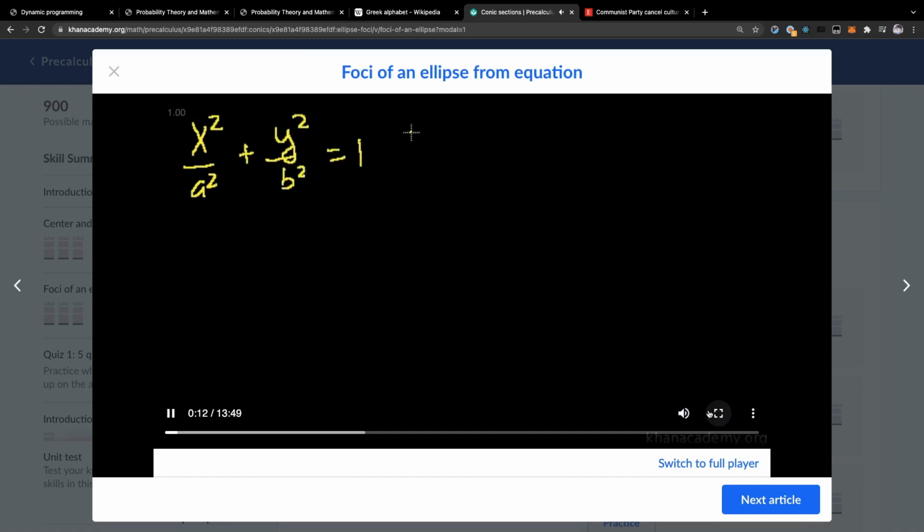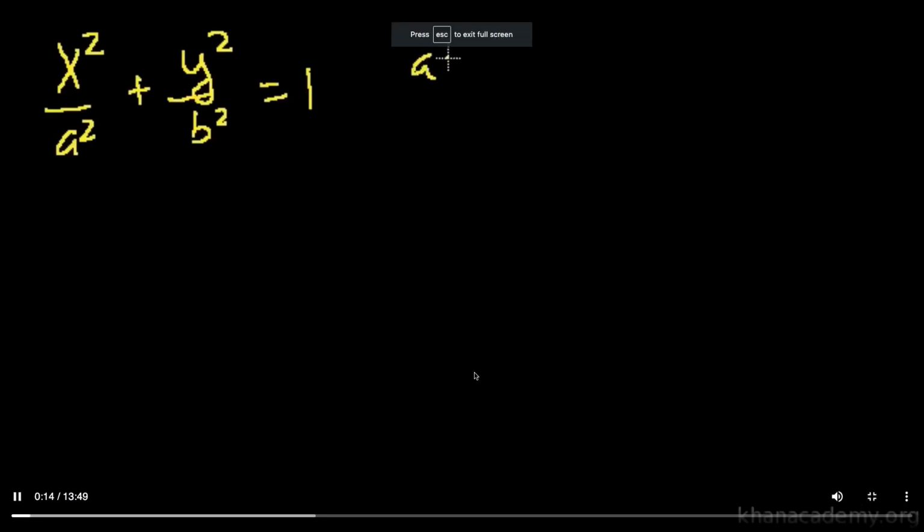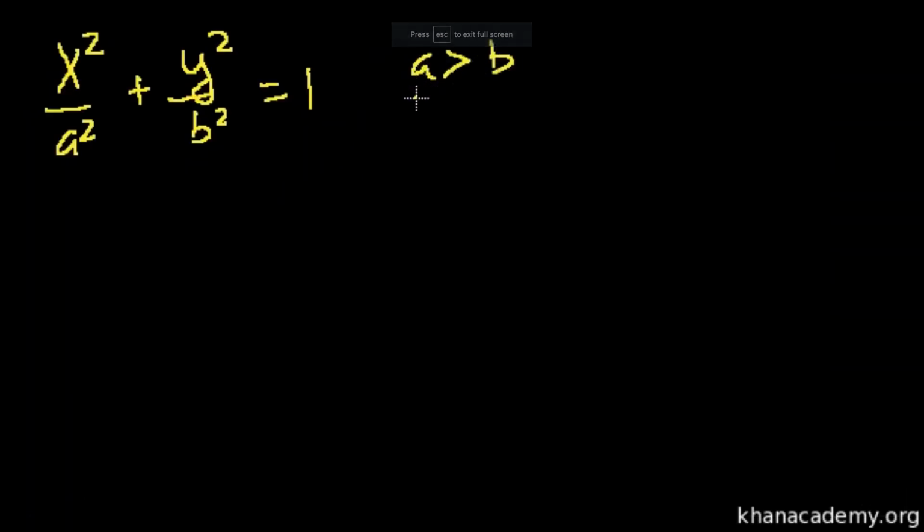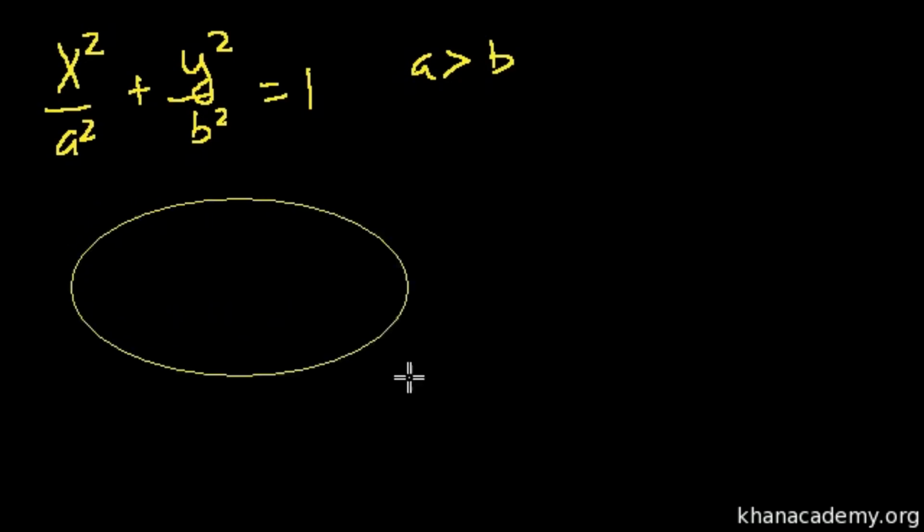And for the sake of our discussion, we'll assume that a is greater than b. All that does for us is let us know this is going to be a short and fat ellipse, or that the major axis is going to be along the horizontal and the minor axis along the vertical. And let's draw that. Let me draw this ellipse.